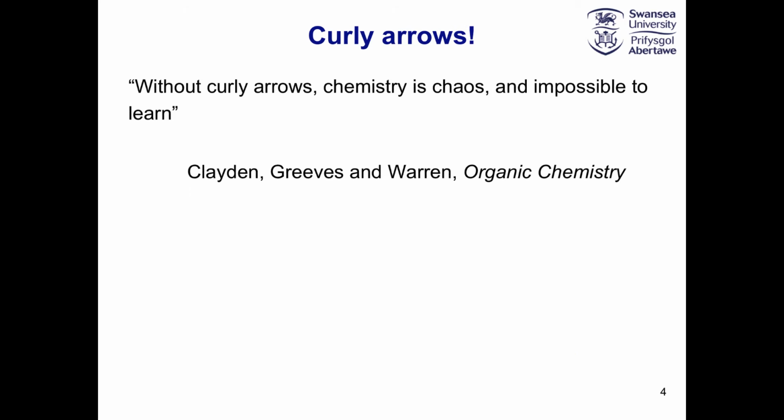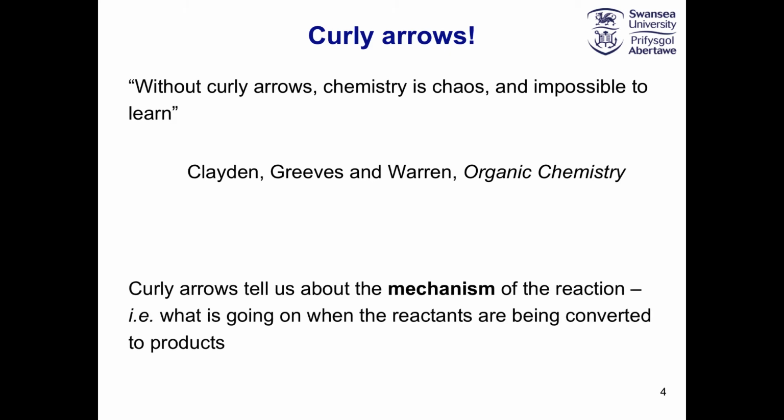Curly arrows are essential for explaining organic mechanisms. Without mechanisms, we have no way of systematically understanding the process by which reactants are converted to products, which is the chemistry. Without a systematic understanding of chemistry, chemistry isn't much of a subject. And the curly arrow, therefore, is chemistry.